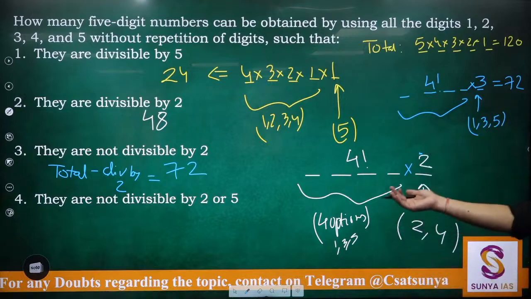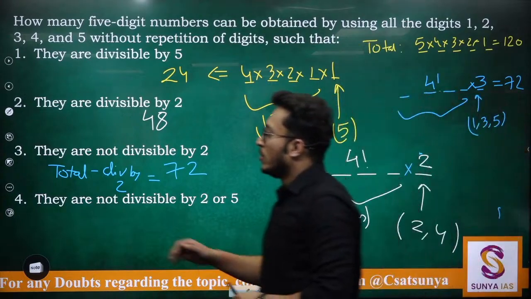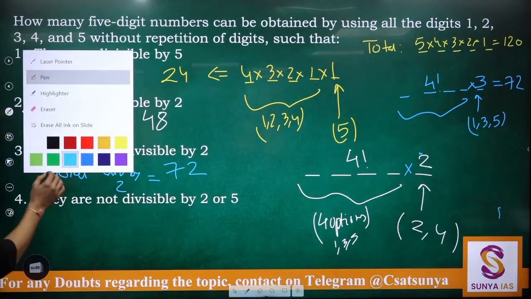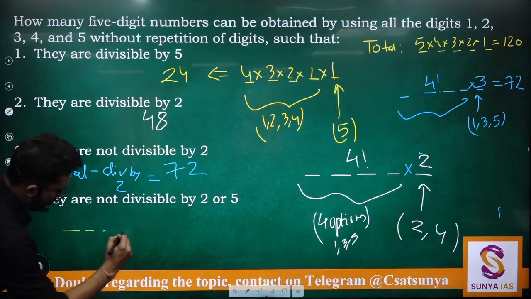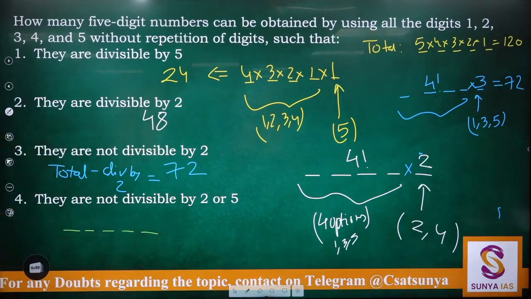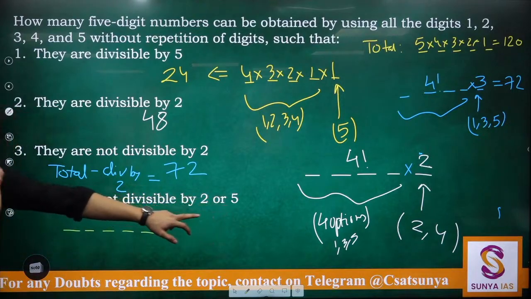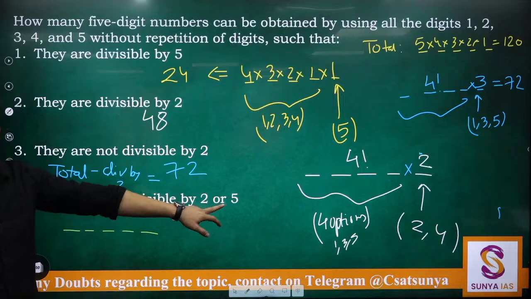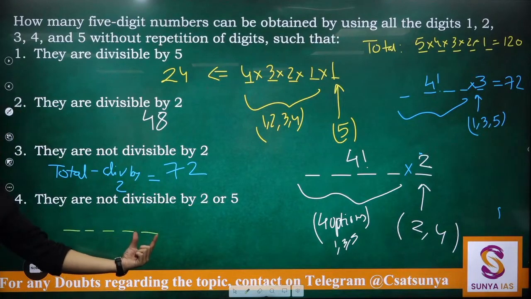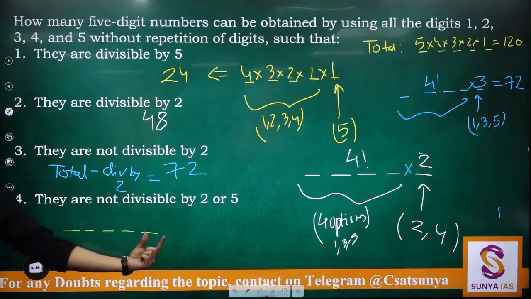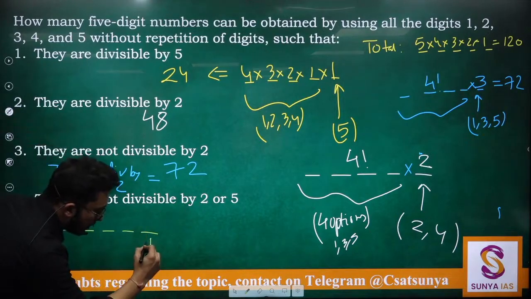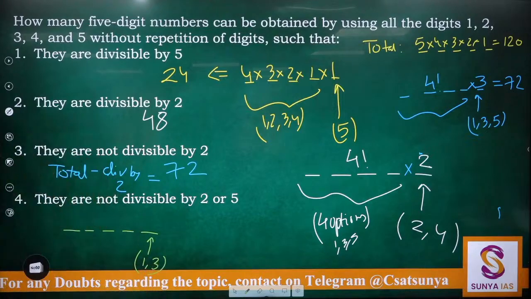How will we do this, think. Not divisible by 2 or 5. Is this color visible from back? See, it is not divisible by 5. That means I cannot fill this place with 5. It is not divisible by 2. That means I cannot fill it by 2 or 4. So the only options that I have are 1 or 3. So I have 2 options only.